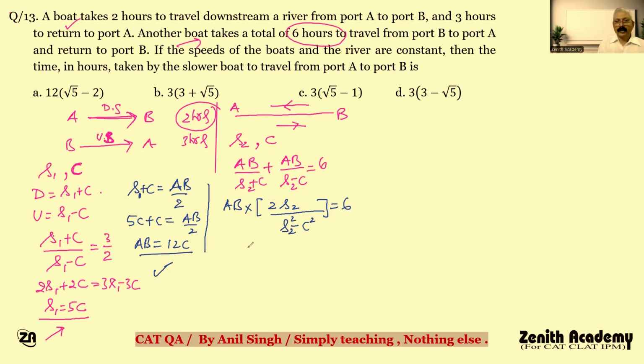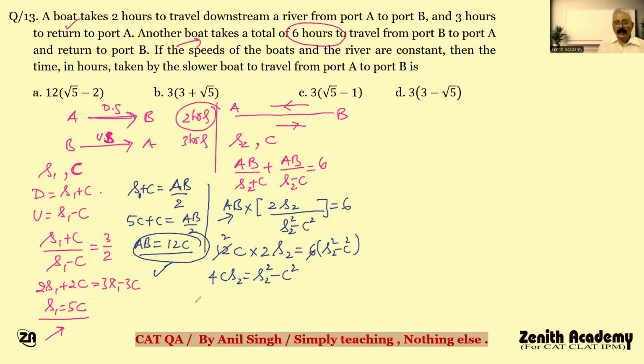So now AB is 12C from here. And this is 12C into 2. S2 is equal to 6, over S2 square minus C square. 6 into 12, so it is 2 to the 4... 24CS2 is equal to S2 square minus C square.